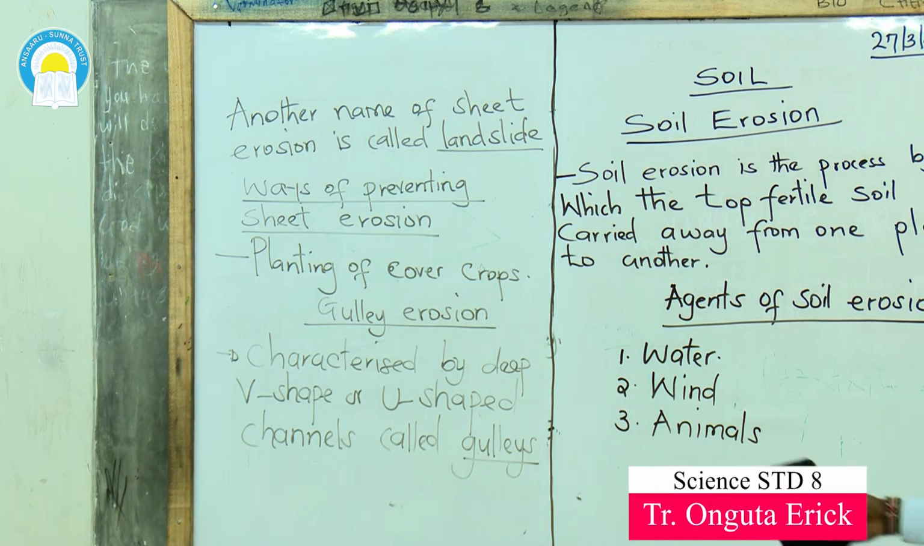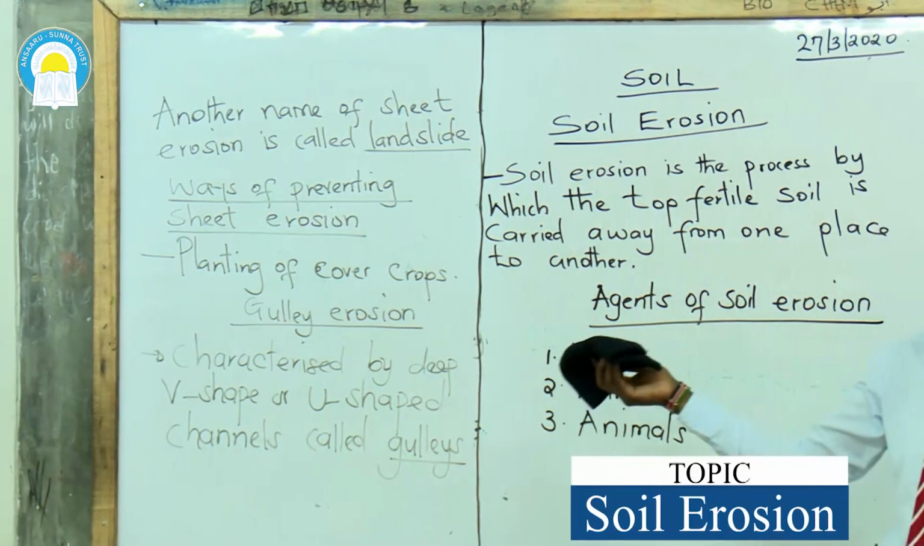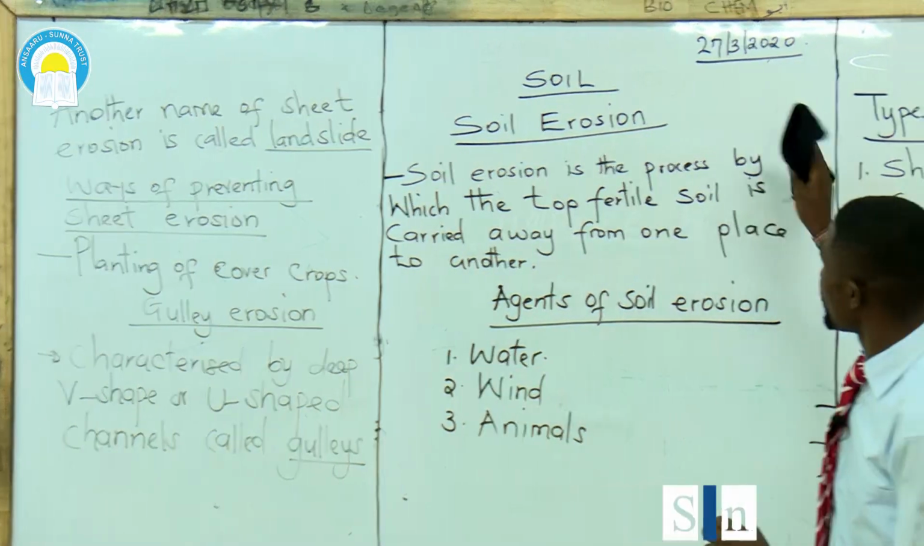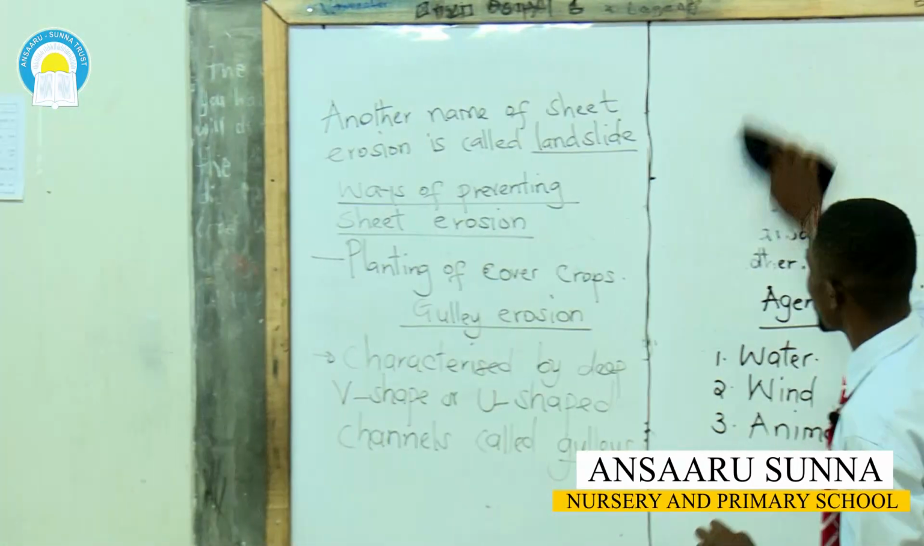Now, after noticing that this type of soil erosion is taking place in your farm, we must know how to prevent it, how we can control it. So we are going to look at ways on how we can prevent gully erosion.